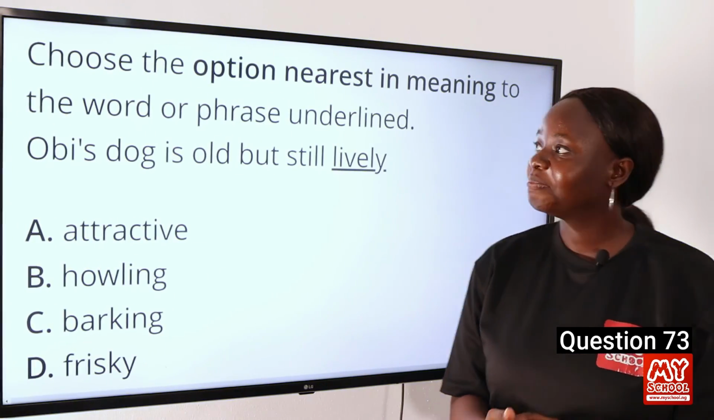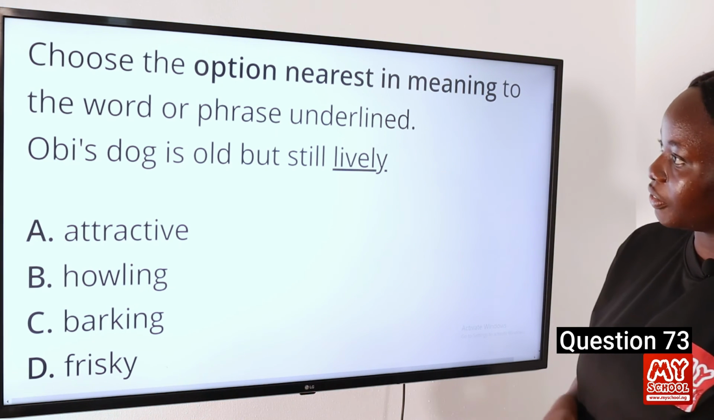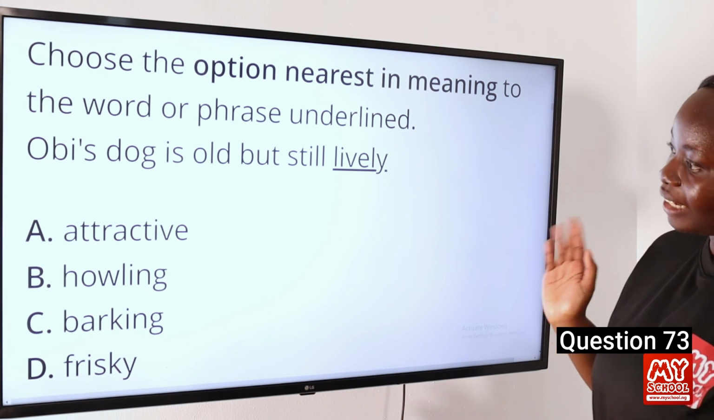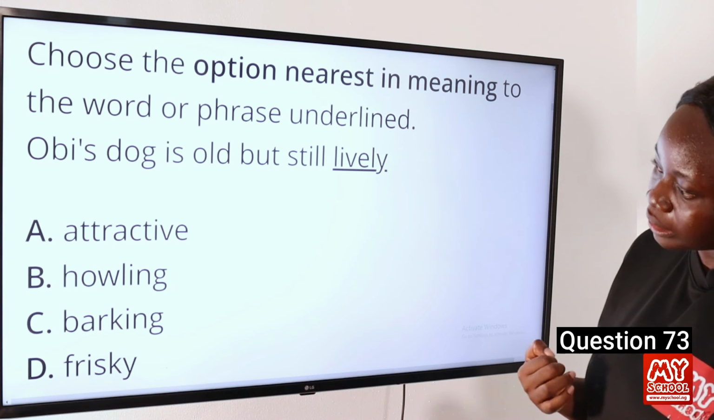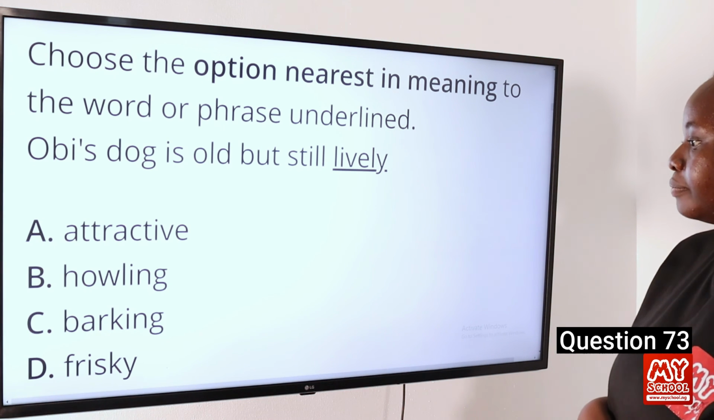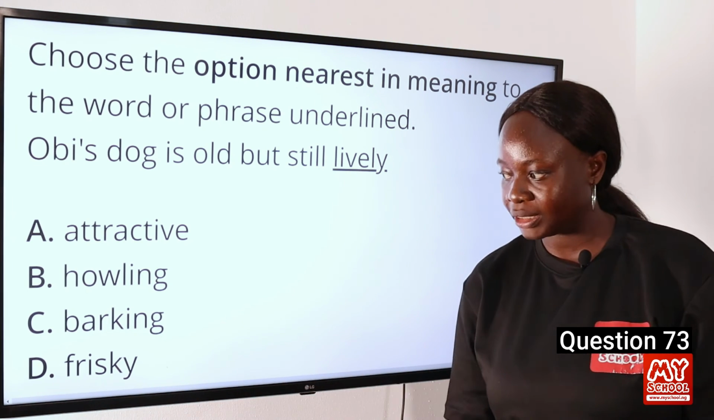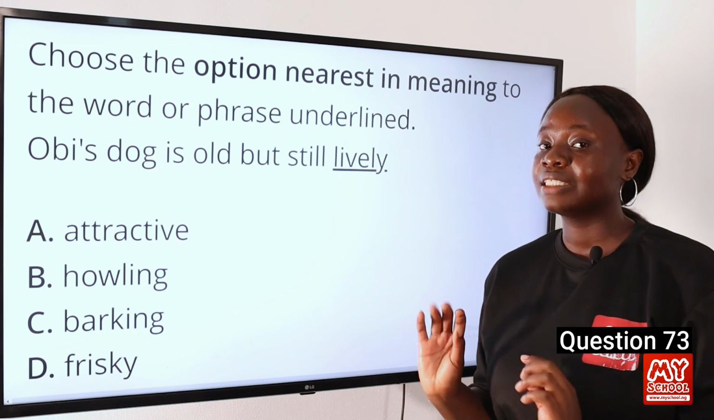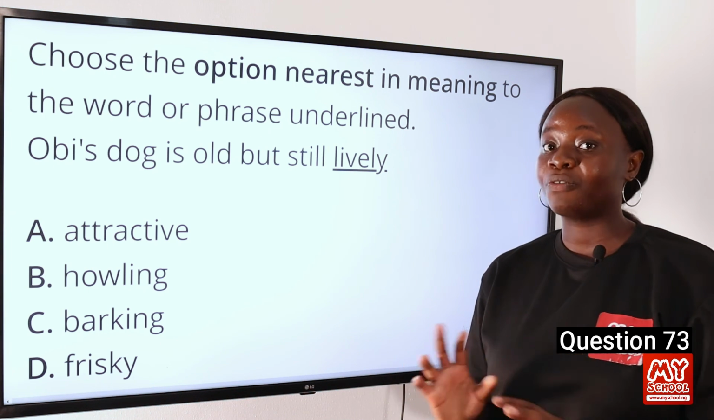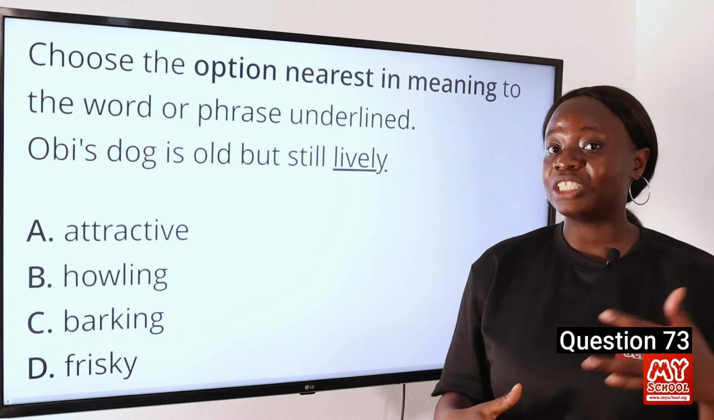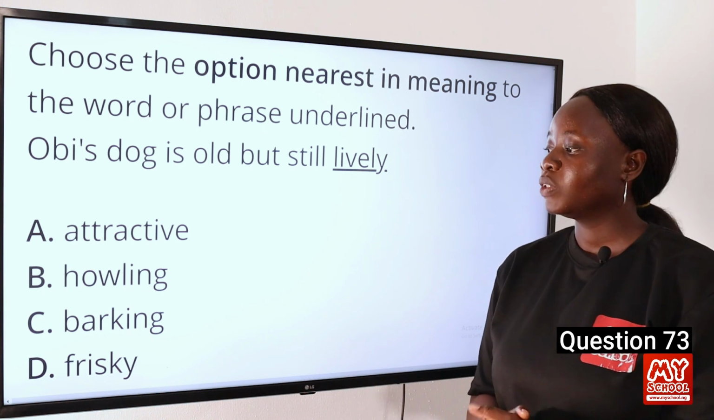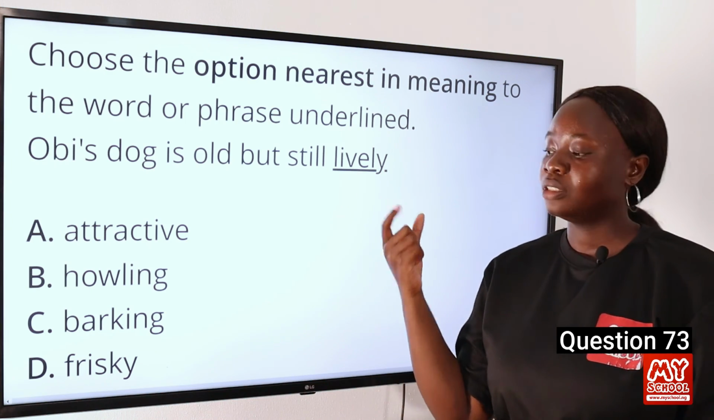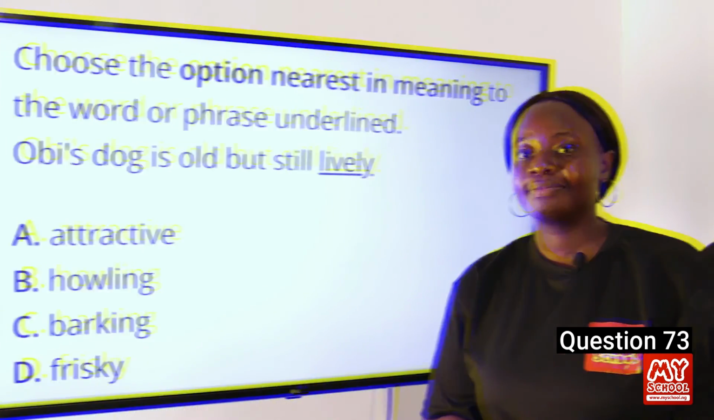Question 73. Again, we are to choose the option nearest in meaning to the underlined word. Obese dog is old but still lively. A. Attractive. B. Howling. C. Barking. And D. Frisky. So the answer to this question is option D, frisky. Frisky is a word that is usually used to describe a pet that is full of energy, full of life. You know, when your pet is usually jumping around, wagging its tail, it is usually frisky. So the option nearest in meaning to the word lively is option D, frisky.